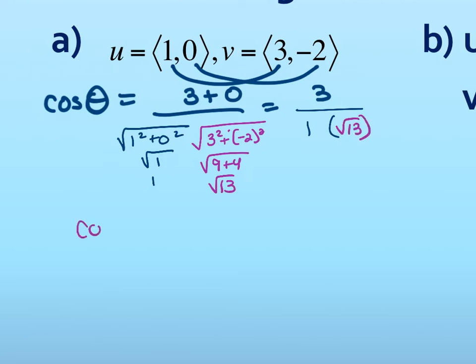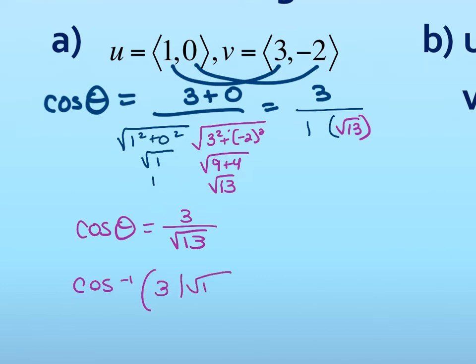So the cosine of theta equals 3 over the square root of 13, and I do cosine negative 1 of 3 divided by root 13. There's no need to rationalize that because we're going to let our calculator do the work here. And I get theta equals 33.69 degrees. Now, an easy way to check to see if you're on the right track is actually plot these.